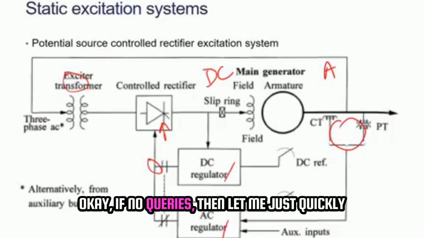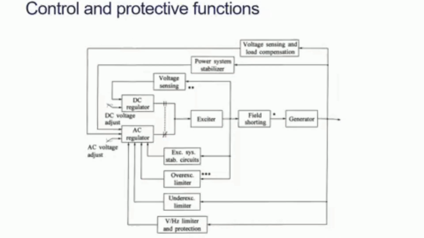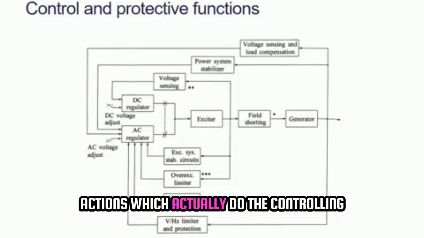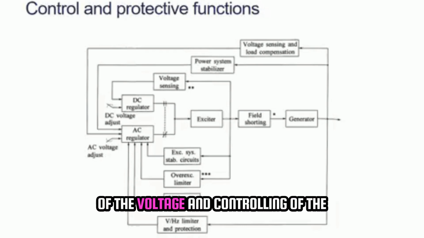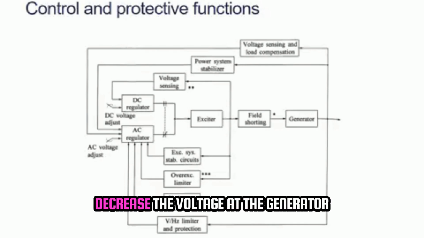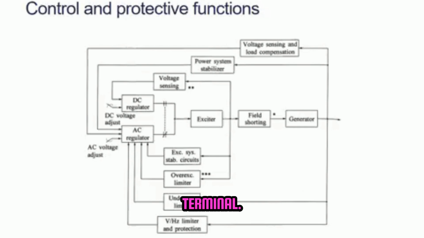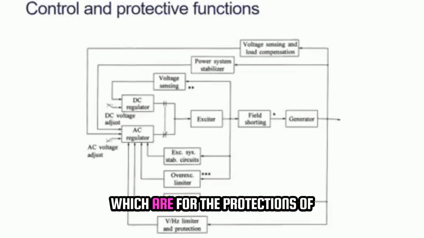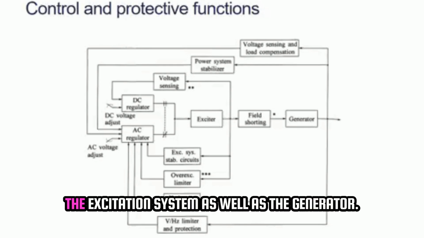Okay, if no queries, then let me quickly tell you about the control and protective functions. I was always talking about some actions which do the controlling of the voltage and controlling of the excitation system, to eventually increase or decrease the voltage at the generator terminal. And there are some devices or equipment for the protection of the excitation system as well as the generator.